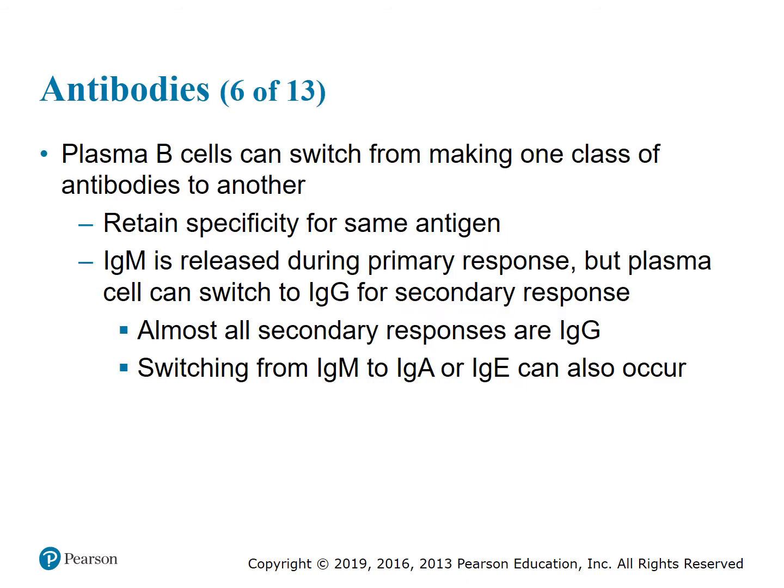Plasma B cells can switch from making one class of antibodies to another, so they retain specificity for the same antigen. The IgM is released during the primary response, but plasma cells can switch to IgG for a secondary response. Almost all secondary responses are IgG. Switching from IgM to IgA or IgE can also occur.